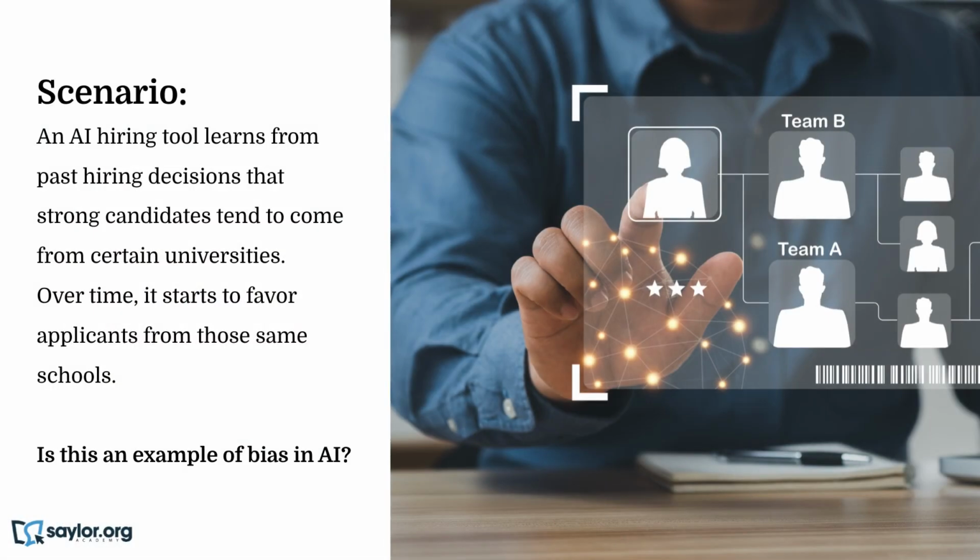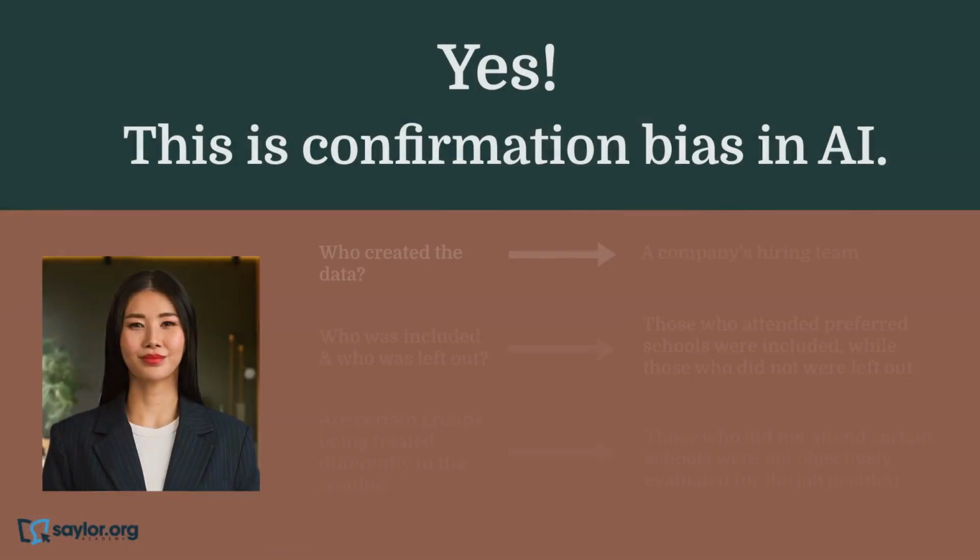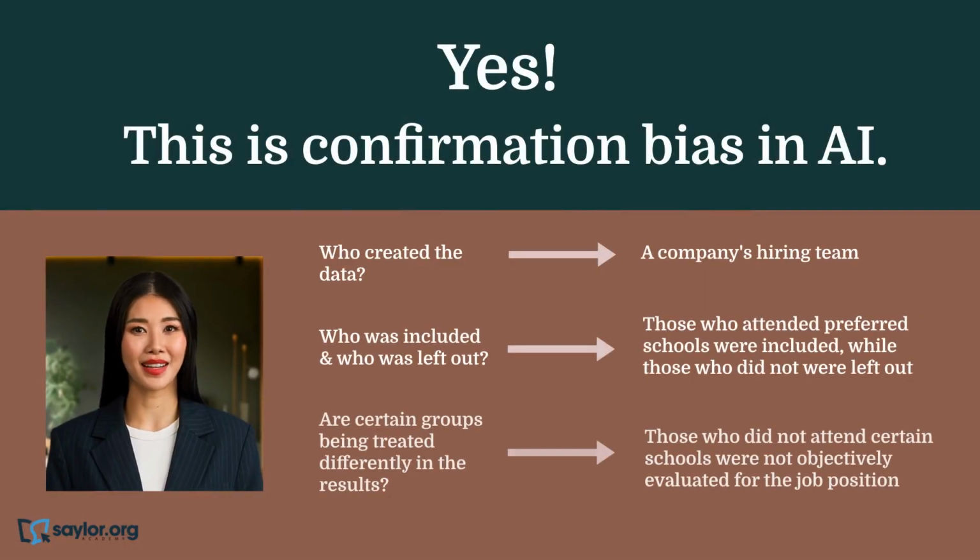Let's look at the first scenario. An AI hiring tool learns from past hiring decisions that strong candidates tend to come from certain universities. Over time, it starts to favor applicants from those same schools. Is this an example of AI bias? Yes. There is AI bias in this scenario, specifically confirmation bias. The bias occurs because the AI reinforces a preference for candidates from certain schools, rather than objectively evaluating all applicants.